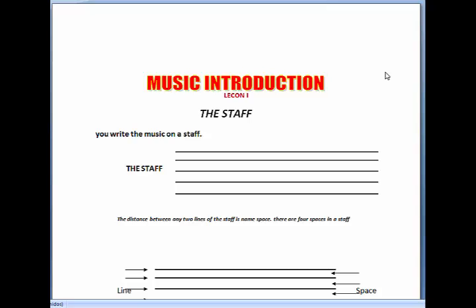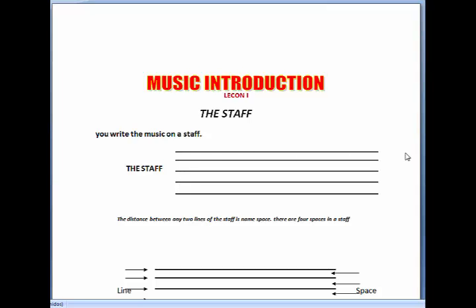What you see in front of you is the staff, okay? What is a staff? Music is generally written on a staff. A staff consists of 5 lines and 4 spaces. What are the 5 lines? These are those lines: 1, 2, 3, 4, 5.